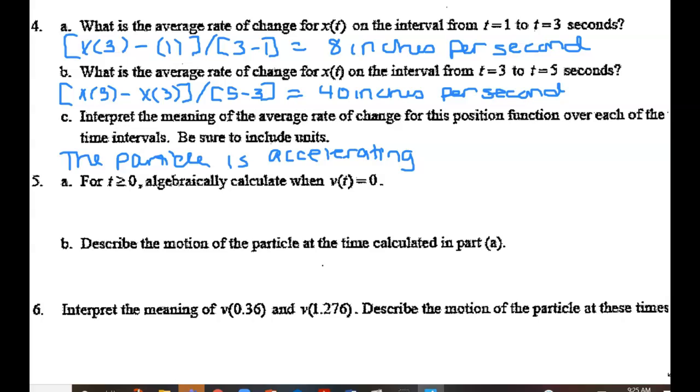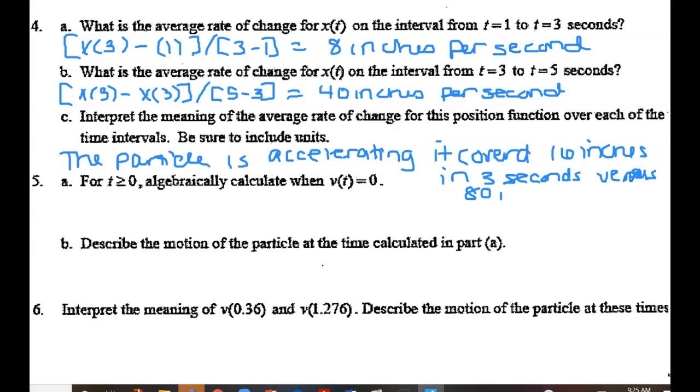And then it says to talk about particular things. So what that means is the particle is accelerating. It covered 16 inches in 3 seconds versus 80 inches in 2 seconds.